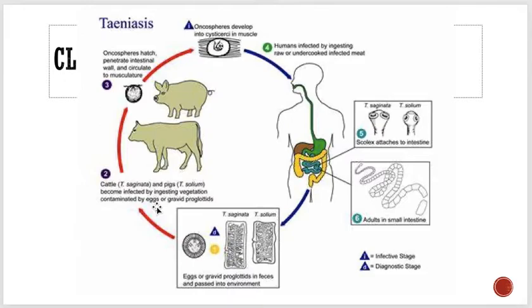Now, they produce a lot of eggs in the intestines, as many as 300,000 per day. That's the reason why, whenever contamination is there, there are high chances, if we do not cook the meat properly, that we can ingest it and have this organism, right?